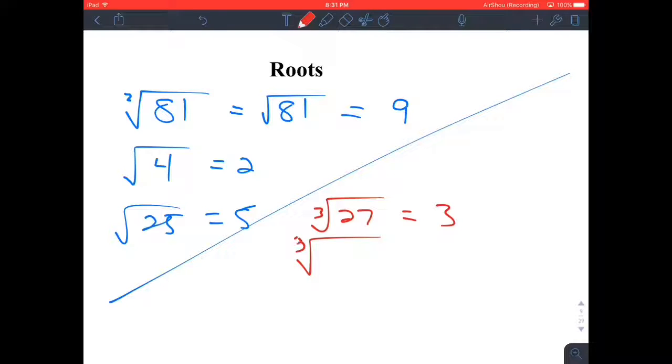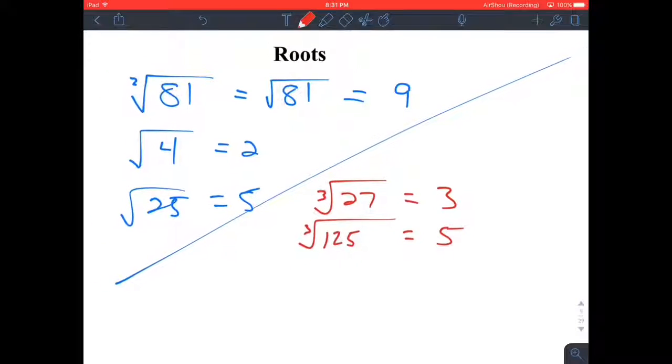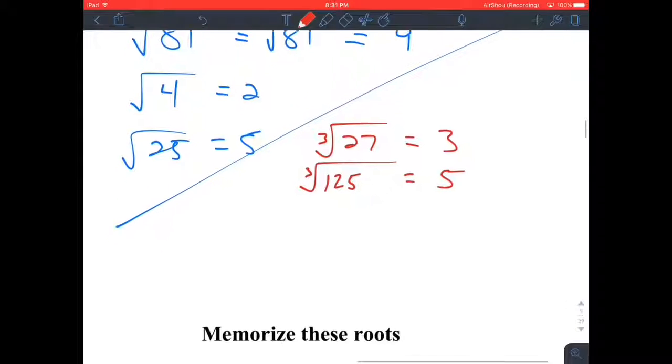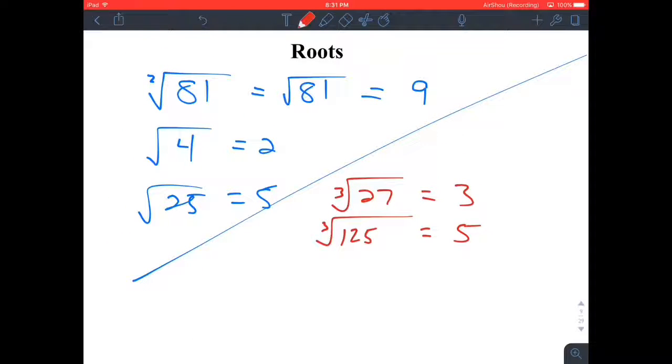What's the cubed root of 125? So what number times itself again is 125, and the answer is 5. You can have all different kinds of roots. Mainly on the ACT, it's going to be square roots. Sometimes it's going to be cubed root. So just to remind you that radical and root means the same thing.